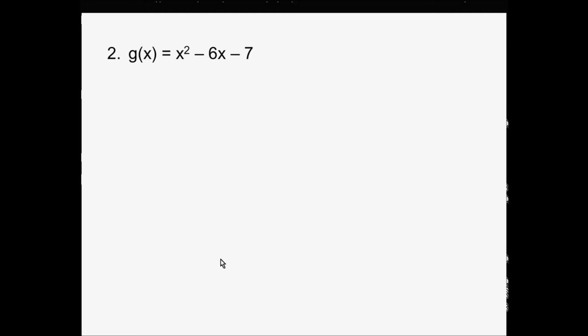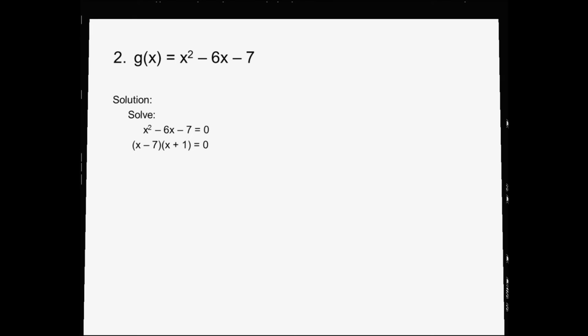Number 2, g of x is x squared minus 6x minus 7. Okay, again, find out where it's 0. So I've got x squared minus 6x minus 7 equals 0. Okay, I've got to factor. To get 7, I've got to use 1 and 7. To get a minus in the middle, I've got to have the minus 7. So x minus 7, x plus 1 equals 0.